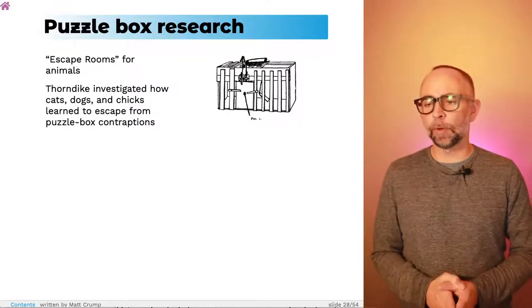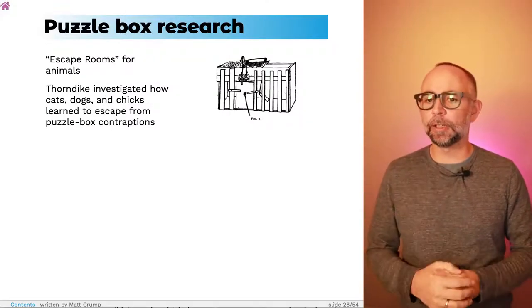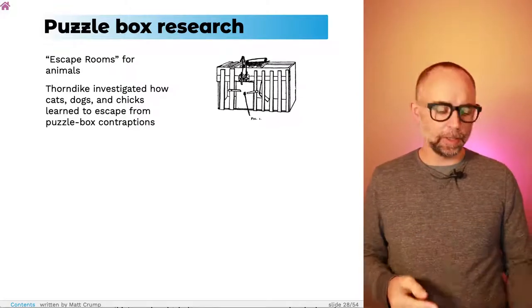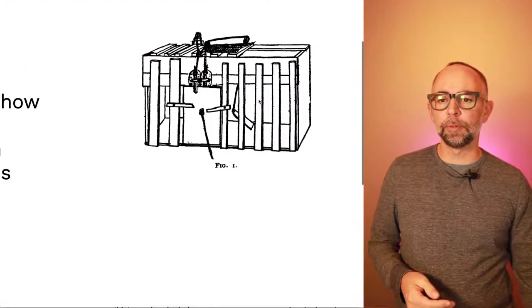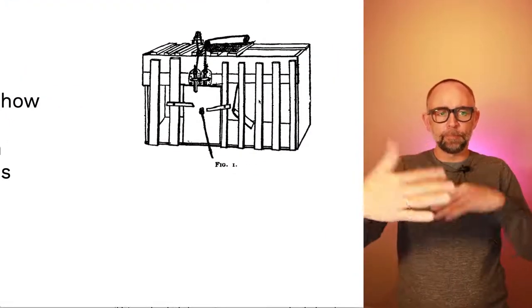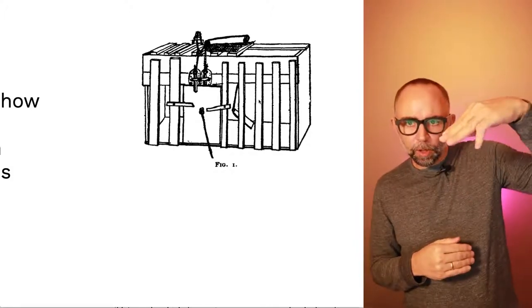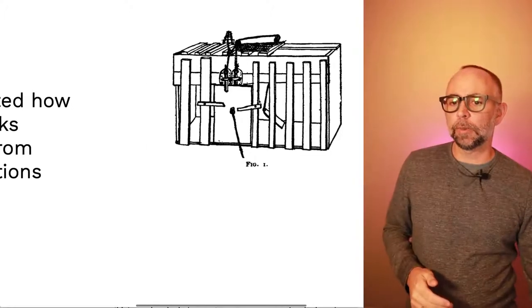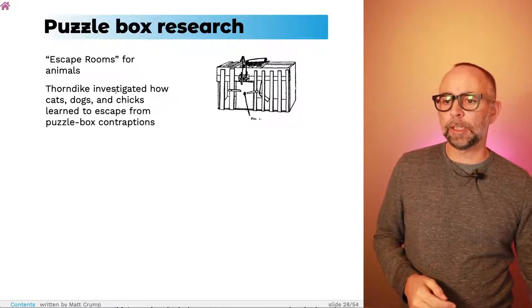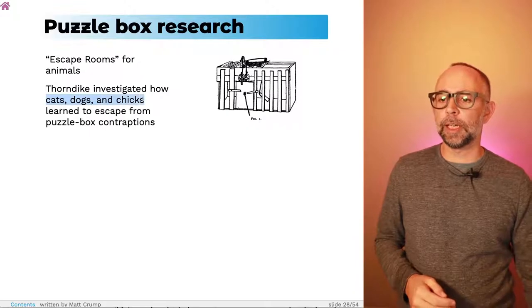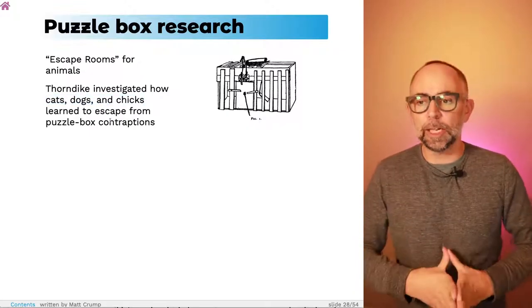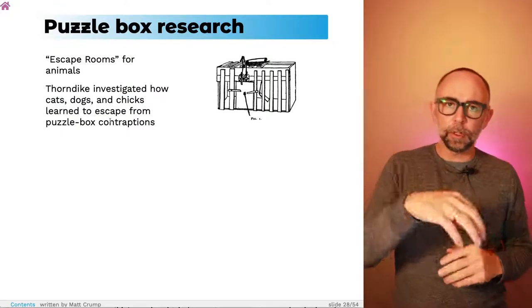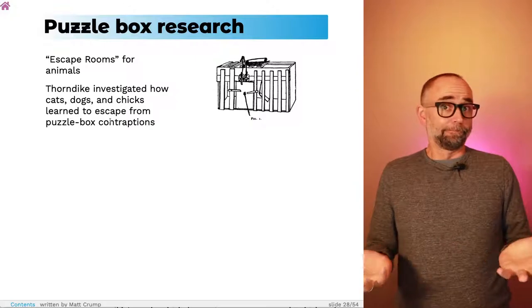I alluded to Thorndike's puzzle box research in the clip at the beginning. Essentially what he did was he made escape rooms for animals. This is an example escape room. Think of it like a little box, and it's got a door on it, and it's got, you know, contraptions everywhere. And here's what he did. He had spent a lot of time investigating how cats, dogs, and chicks learn to escape from these puzzle box contraptions. So he'd put a cat in there, or a dog, or a chick, and see if they could get out.